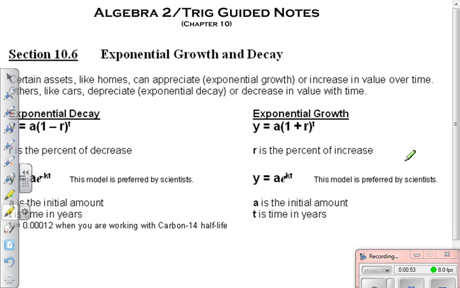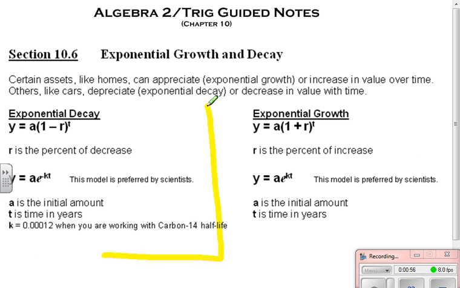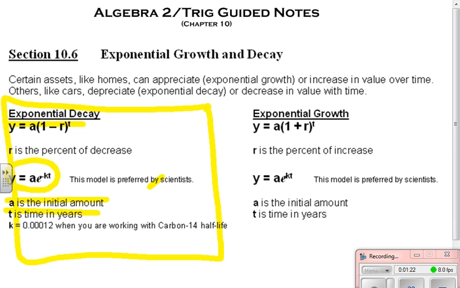These are formulas you should put on your cheat sheet, and they are in two classes. Our exponential decay formulas can take the form y equals a times (1 minus r) to the t power, where r is the percent of decrease as a decimal, a is always your initial amount, and t is always your time. Scientists prefer to use this model. It models the same equation, we just look at it a little differently. Scientists like y equals a e to the negative kt.